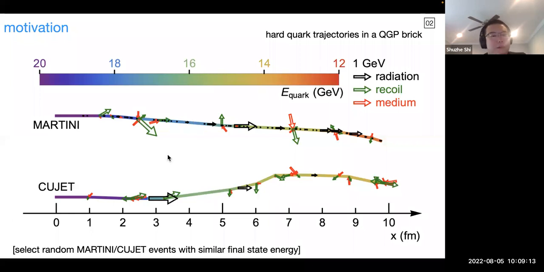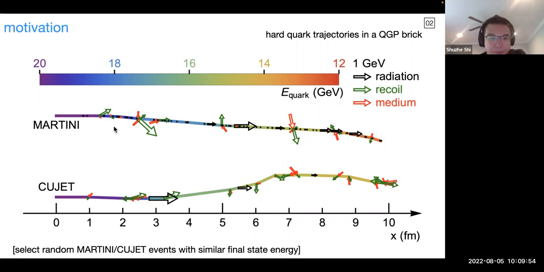Also, I selected two random events, one from Martini and the other from CUJET, but I purposely selected these two events with similar final state energy. So in the final state, both of them have energy close to 12 GeV. I would say, from looking at these two trajectories, they are distinctive, even in these microscopic configurations.